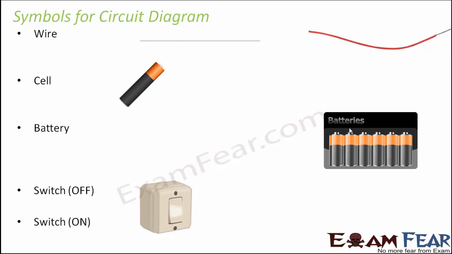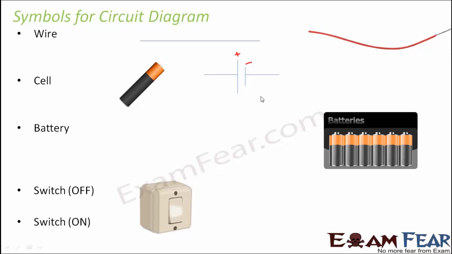For a wire we just use a straight line, as you can see. For a cell we use two vertical lines, and we make sure that one line is longer than the other one. Now why do we have two lines of different lengths? That's because the longer line represents the positive terminal of the cell and the smaller line represents the negative terminal.